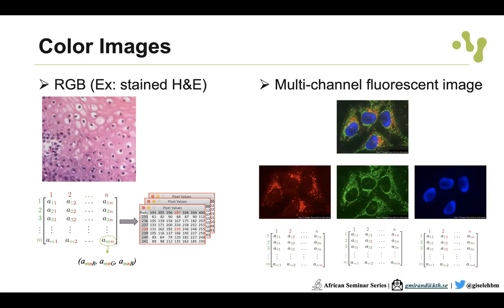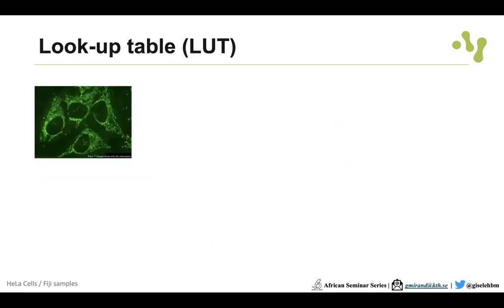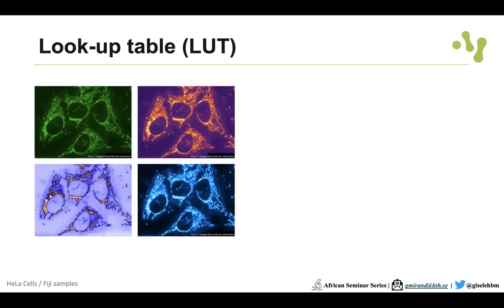So this leads us to our next concept, which is the lookup table, which is a color coding of your image. So for instance, if we take the green channel of our previous example, we can change the visualization in such a way that it's easier to visualize some structures. So maybe you can highlight the brightest regions of your image, like here, for instance. And important to note that this doesn't change the original value. So when you change the lookup table, the original values are not modified.